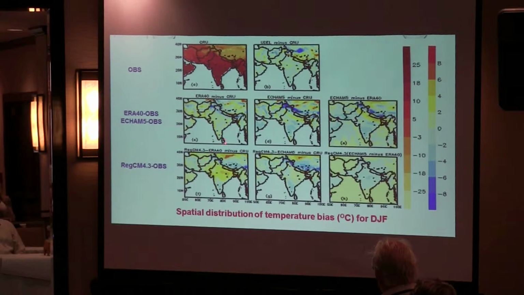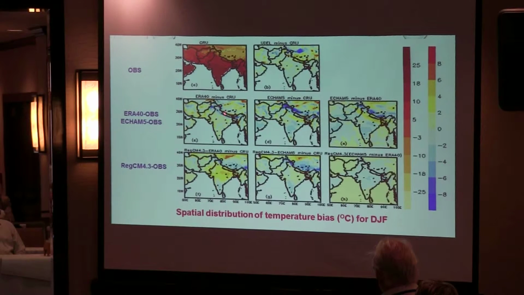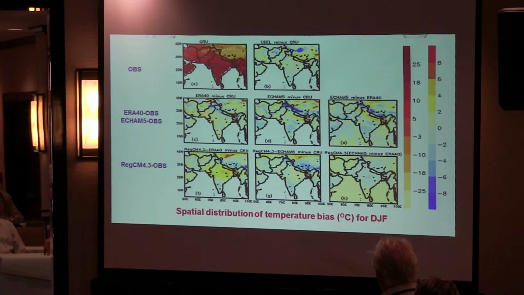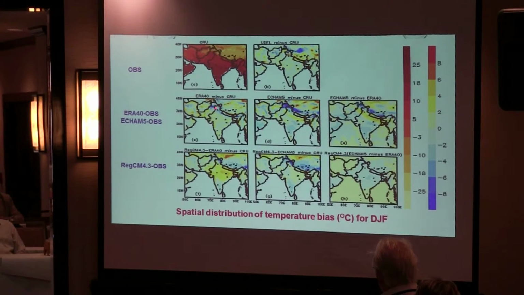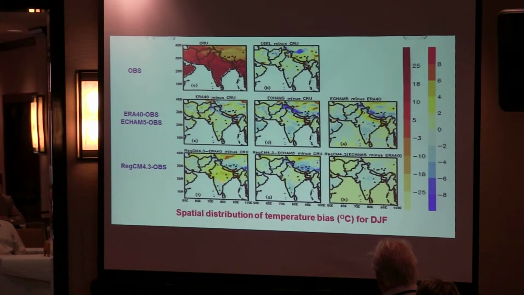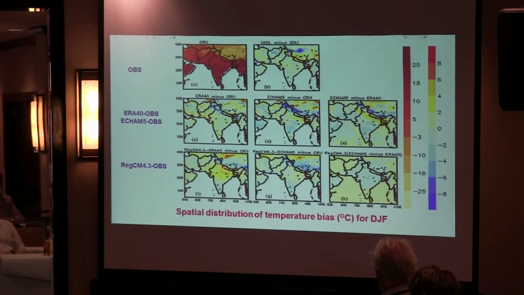In these two cases, we can observe some biases over the northern part of the domain, I mean the northern India and Pakistan. We have a cold bias up to -6 degrees centigrade, and here over central India we have a warm bias up to 4 degrees centigrade.